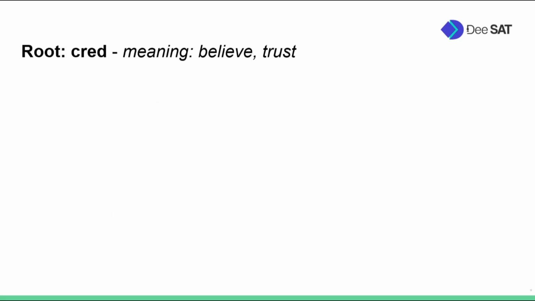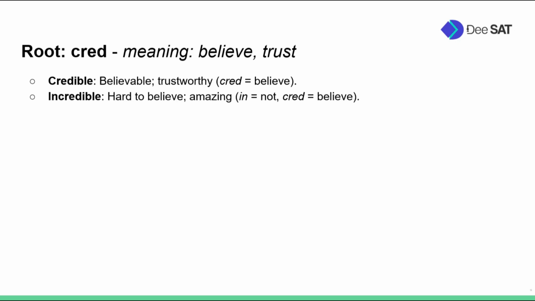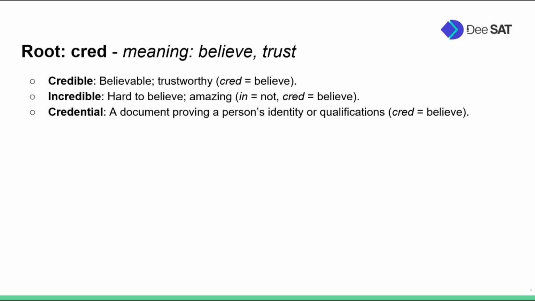Next, we have cred, which means to believe or trust. Credible, something which is believable or worthy of trust. Incredible, in, which says that it is something opposite to what otherwise you would assume it to be. So incredible, credible means something believable, incredible becomes something which is hard to be believed. Credentials. Credentials are something that prove a person's identity or qualifications, which means they are helping you believe a person.